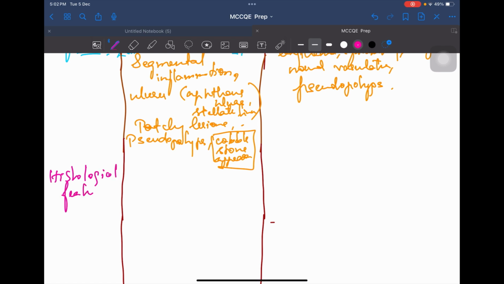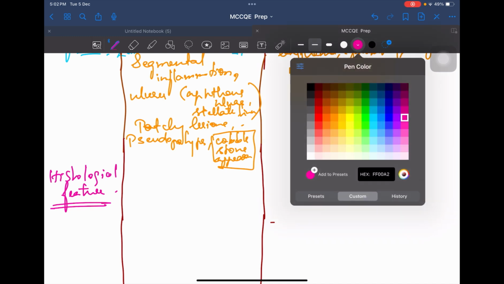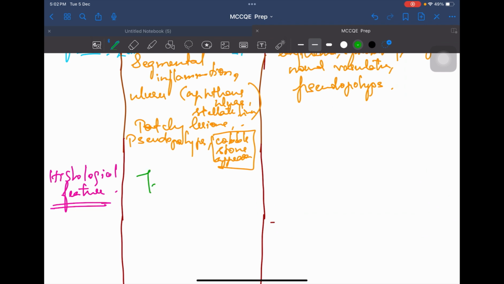Histological features. Crohn's disease is known to involve the whole of the mural thickness, that is, it is transmural. It involves the whole wall. Okay, so mucosa, submucosa, musculature, it involves everything. So it is transmural, it is through and through in the wall of the GIT, that is Crohn's disease. Okay, transmural distribution along with skip lesions.